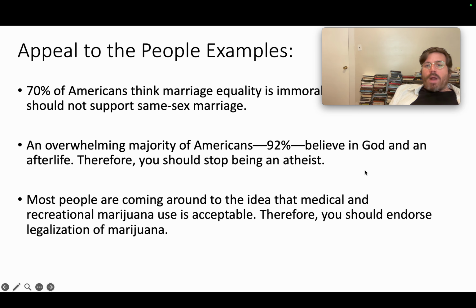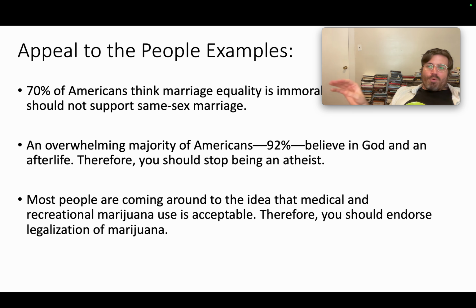Here's another example. Most people are coming around to the idea that medical and recreational marijuana use is acceptable. Therefore, you should endorse legalization of marijuana. So, politically speaking, these appeals to the people can go any which way. It's not about left, right. Both sides use it. In this case, we have the claim that legalization of marijuana is good or pragmatic, and really the only evidence given is that lots of people think so, right?